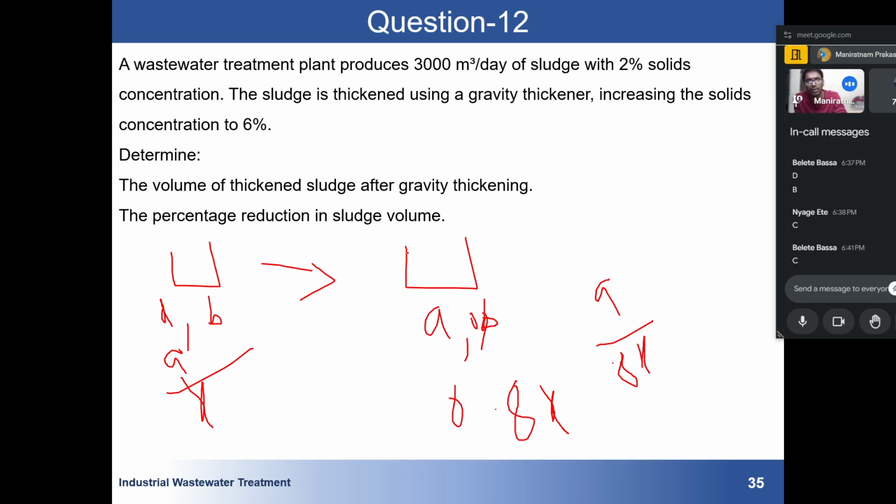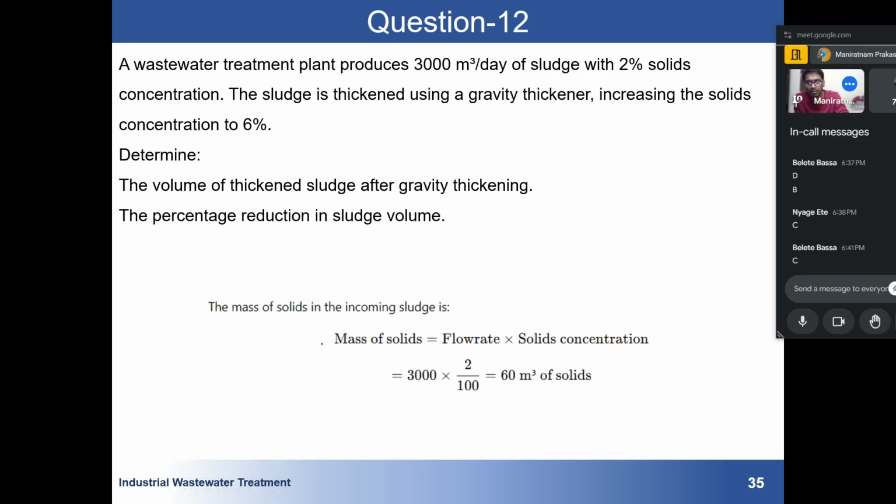So first we have to find the volume of thickened sludge after gravity thickening, and the percentage of reduction in sludge volume. Let me just remove this. The mass of solid in the incoming sludge is the flow rate into the solid concentration. What is the flow rate? 300 meter cube per day. And what is the solid concentration? 2%, that is 2 by 100. So 6 meter cube of solid per day is coming in. Per day, this much solid is coming.